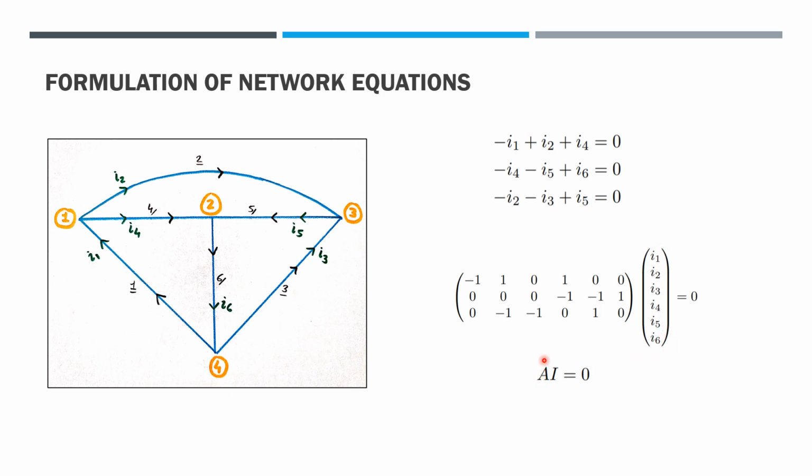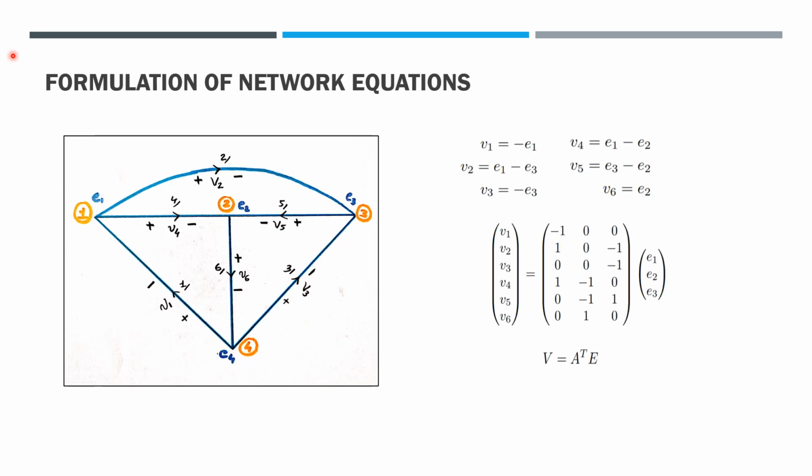So A is the incidence matrix and I is the current matrix of a network graph. So AI is equal to 0 is the final KCL equation that represents all KCL equations of a network graph that will be used in later slides. Now let's formulate KVL equations.